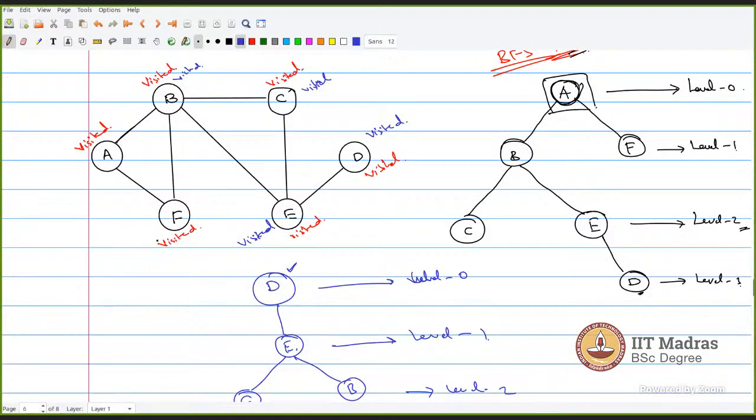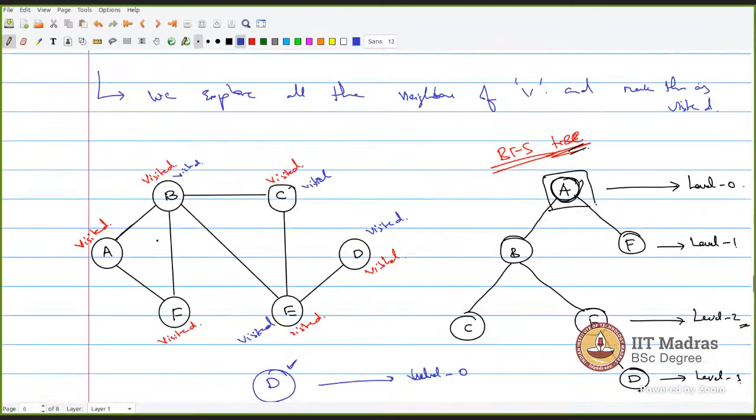Okay. So you explore the graph level by level. You start from a vertex, you explore all the neighbors of that vertex, then you choose one neighbor of that vertex, you explore all the neighbors of that particular vertex, and you move on correspondingly. Okay. So this is about BFS.